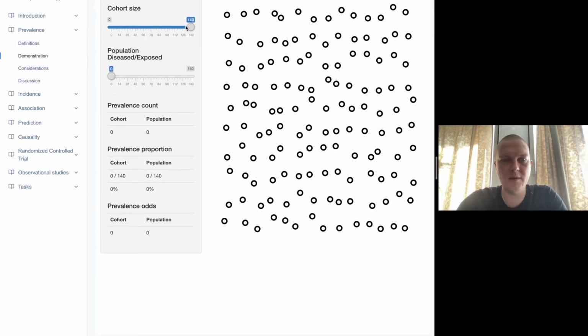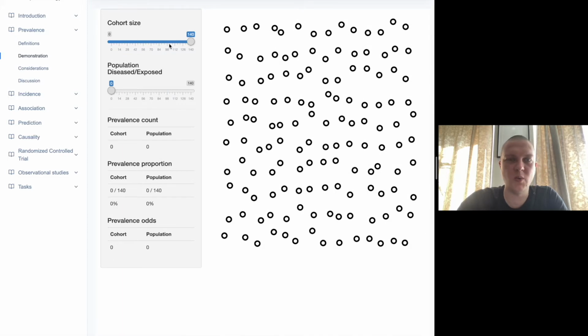So if our cohort size is 140 people and nobody is diseased, then the count is 0. The prevalence proportion is also 0, and the odds are 0. When I said cohort size here, what I meant was that there are 140 people in the population that I'm studying, and I've included all of them in my study. So the entire population is in my cohort.